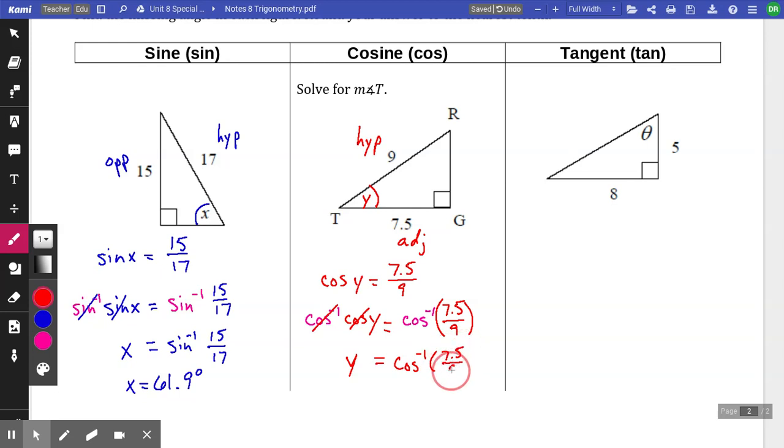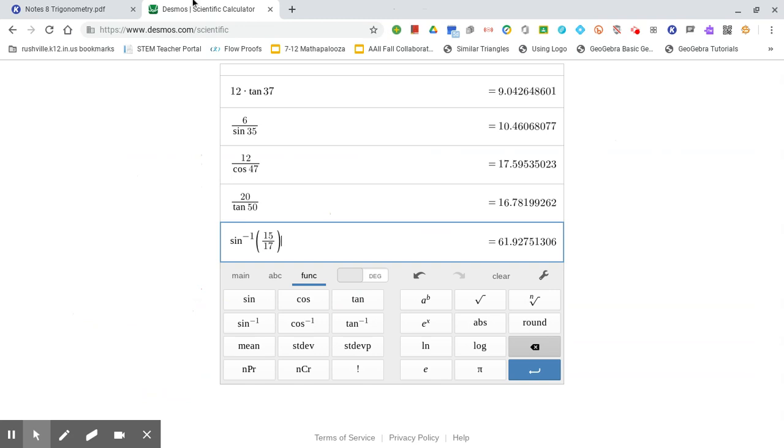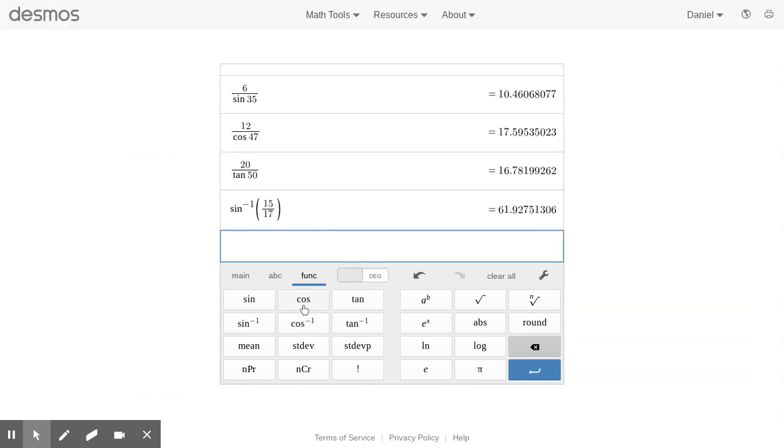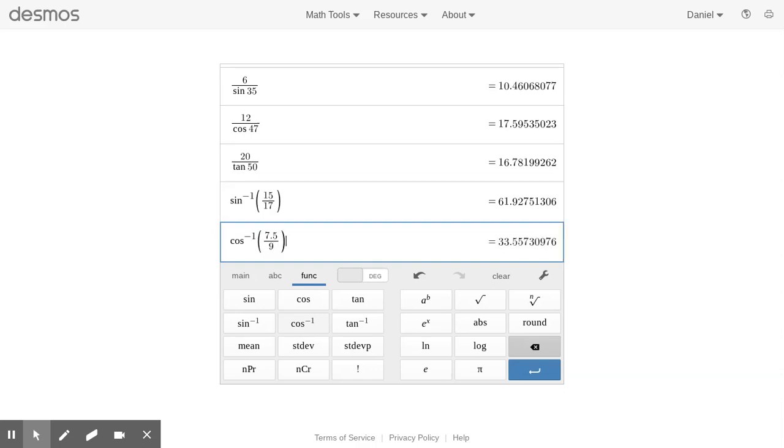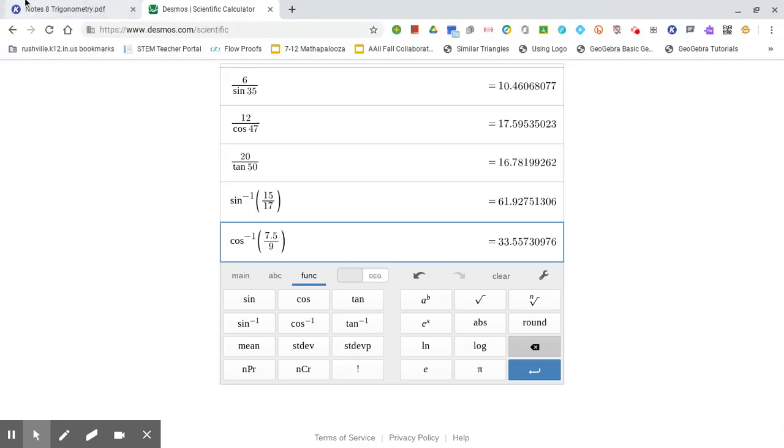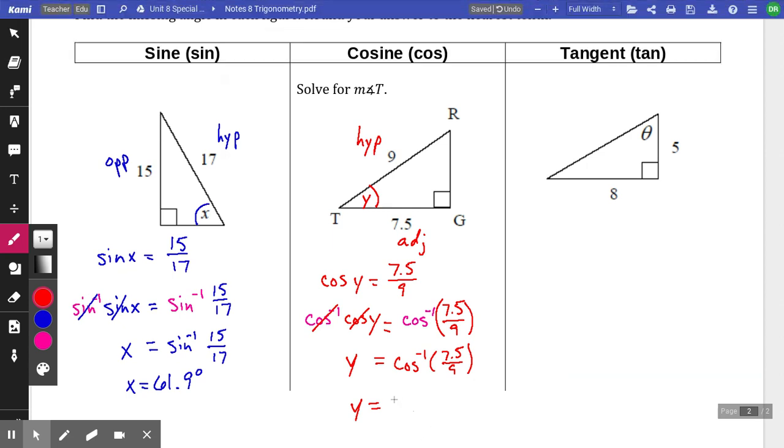Now, this is the exact value, but that doesn't really mean a lot to us. So that's why we go to the calculator to get this decimal approximation. Arc cosine of 7.5 over 9. Here we go. Function, arc cosine, 7.5 divided by 9. And you see that we get a decimal approximation of 33.55, which rounds up to 33.6. Okay, so y is roughly 33.6 degrees. So the measure of angle t is roughly 33.6 degrees.